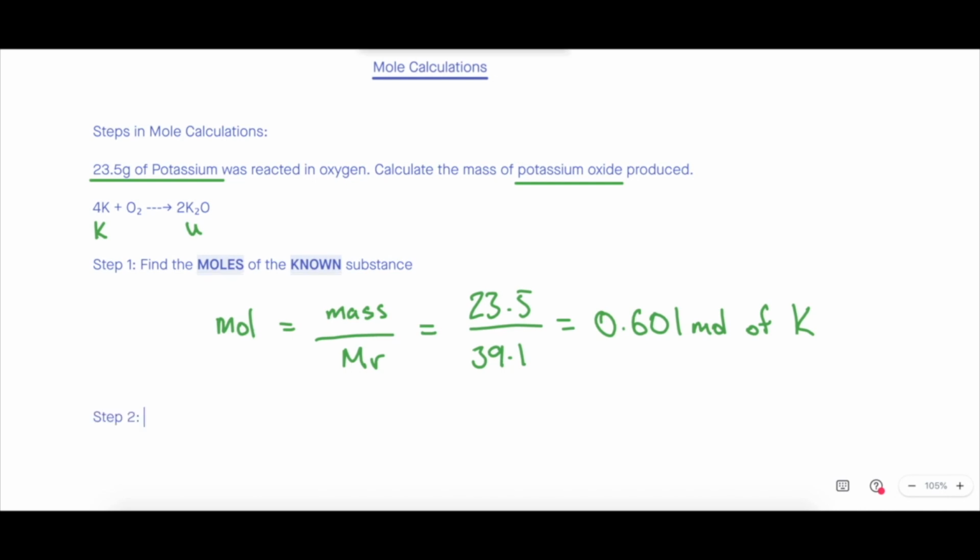Okay, step 2. Use ratios in the balanced equation to find the moles of the unknown substance. So what you need to do here is find the ratio of the known to the unknown. So you look at the numbers in front of each compound or substance. This is a 4, this is a 2. So you want the ratio from the known to the unknown.